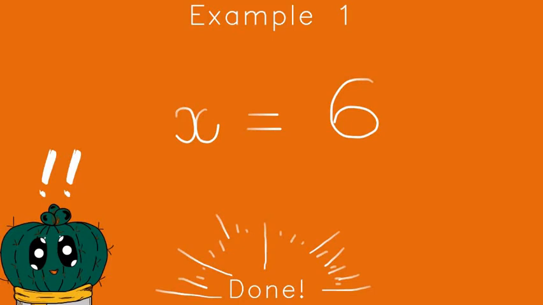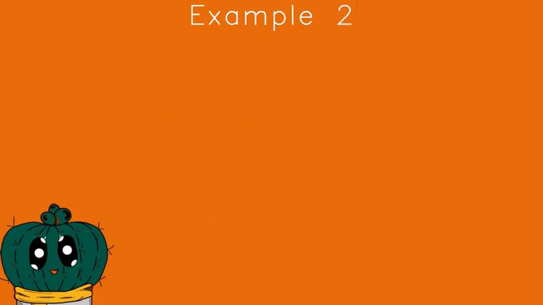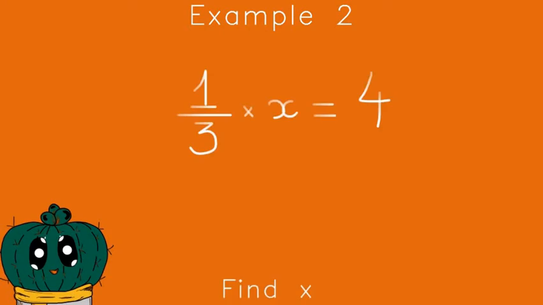So what does this actually tell us? It tells us that the mystery box that we had previously is equal to 6 oranges. We have a mystery box on the left hand side and we have 6 oranges on the right hand side. So let's do another example.